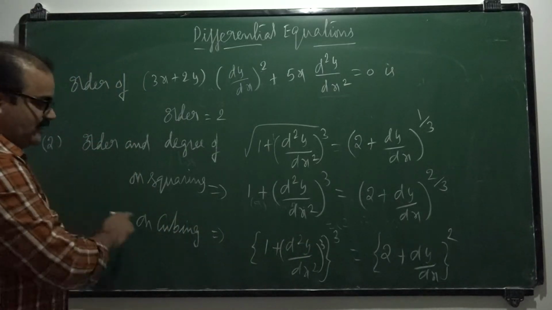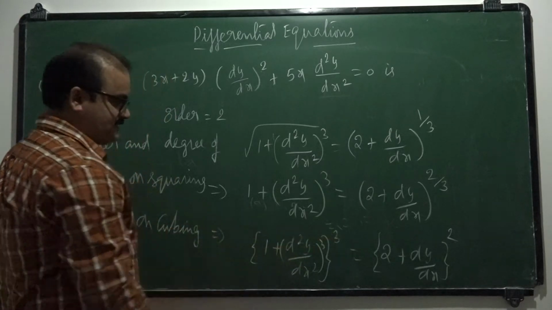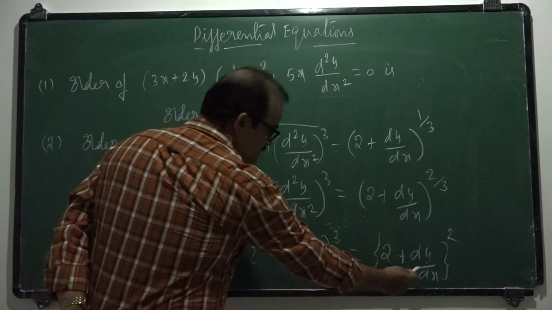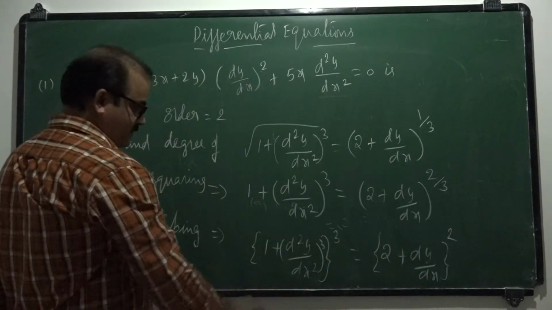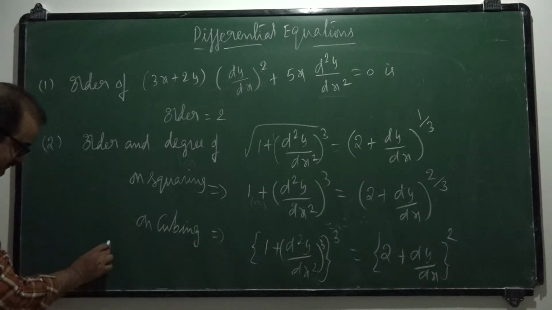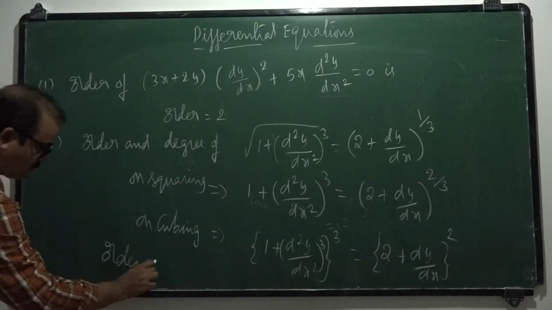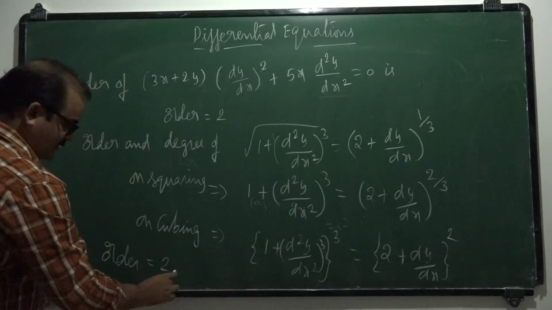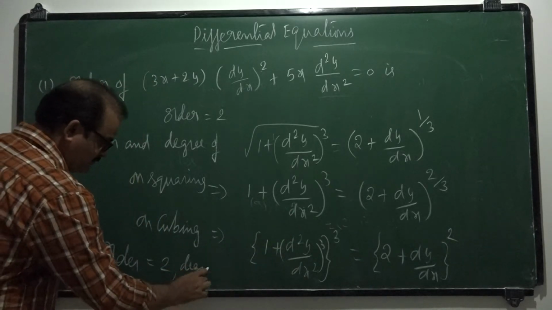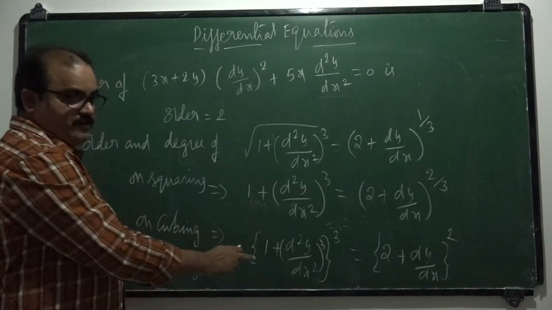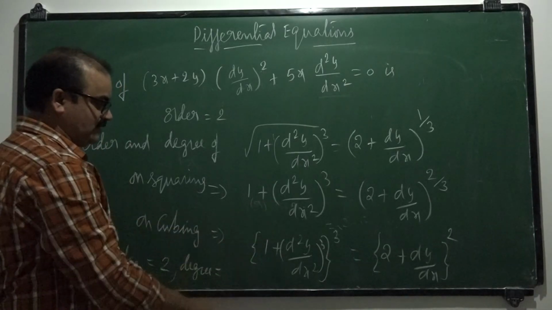To find order, we take the highest derivative. It is the second order derivative. It is the first order derivative. So order is equal to 2. Second order is the highest order. Next, degree. Degree means the power of the highest order derivative.